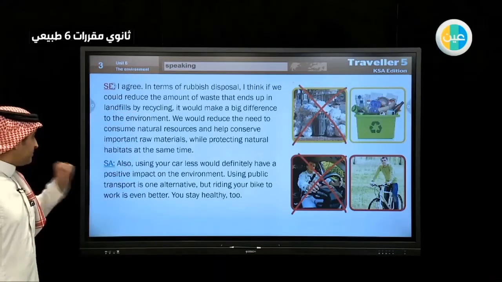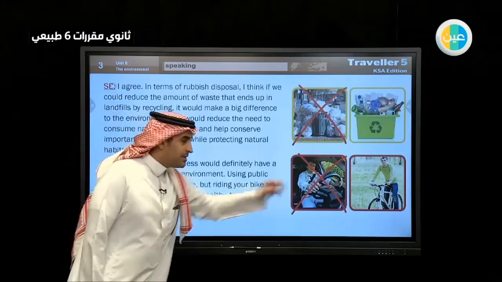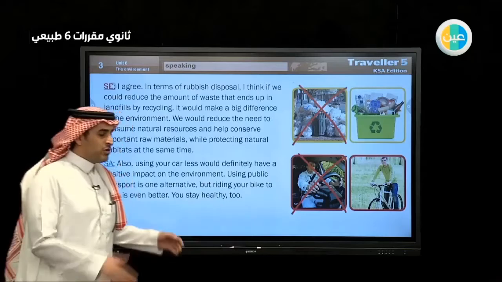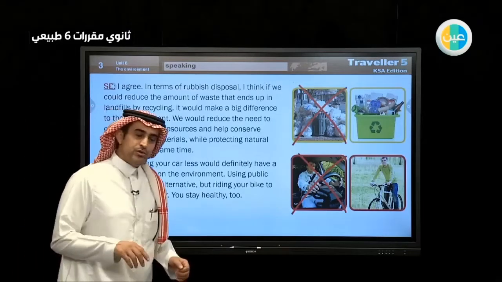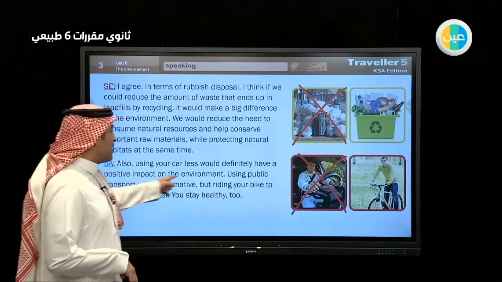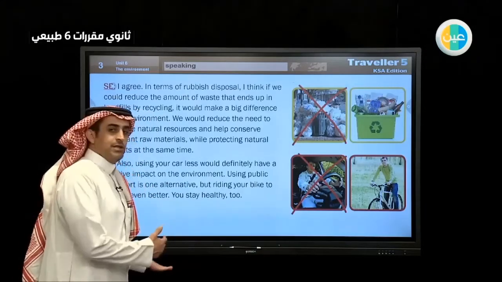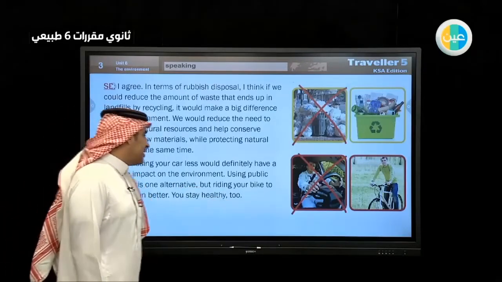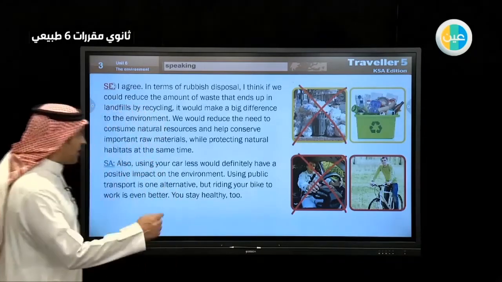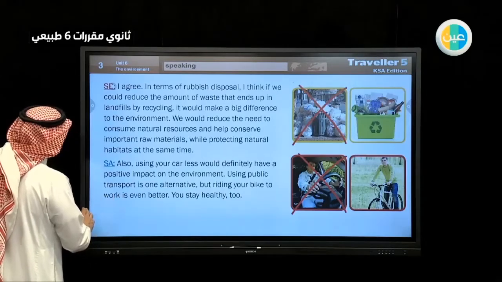Also, using your car less would definitely have a positive impact on the environment. When you reduce your car use, you give a positive impact on the environment. Using public transport is one alternative. You can use it instead of your car. But riding your bike to work is even better. You stay healthy too, and you save the environment and energy.